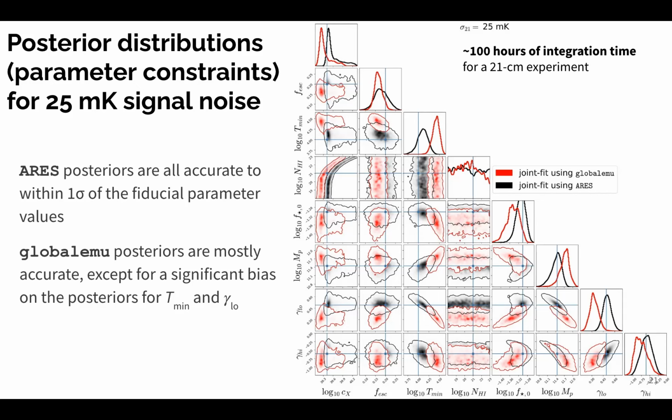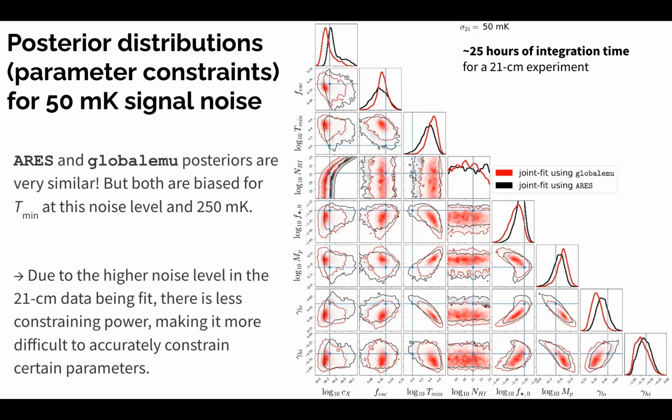And so Aries is quite accurate, and Global Emu represents it fairly well, but we see that for 2 parameters in particular, T-min, which was the minimum virial temperature of star-forming halos, and gamma low, which is one of those star formation efficiency parameters, Global Emu is biased by about 3 or 4 sigma, which we'll talk about later. So this is one of the main results of the work: for a standard integration time, we're able to obtain pretty strong constraints using Aries, and Global Emu also obtains relatively accurate constraints, but there are important differences that must be accounted for going forward.